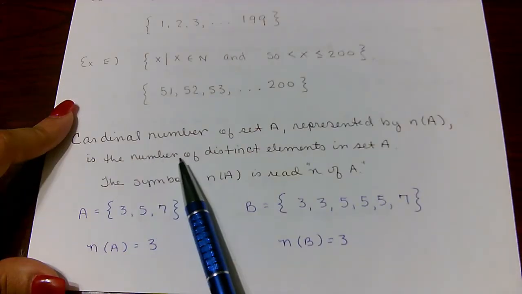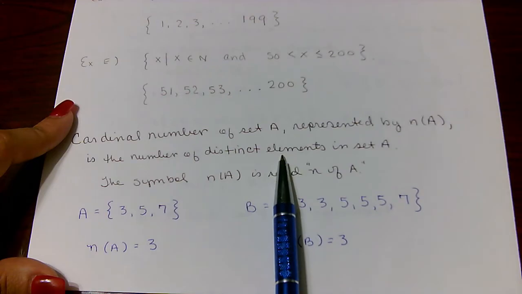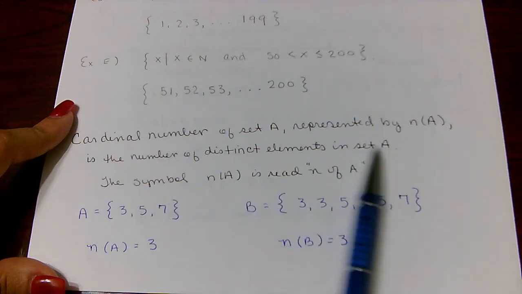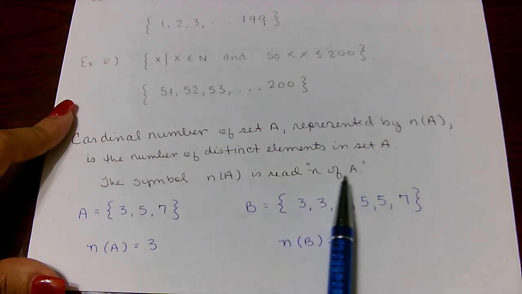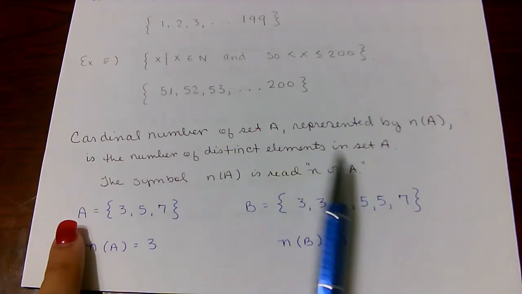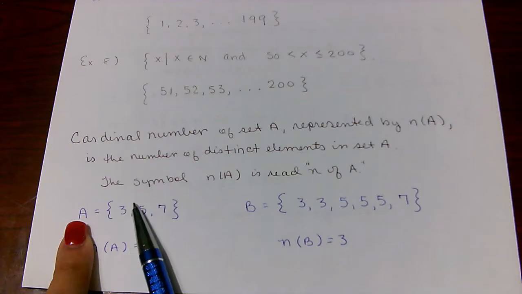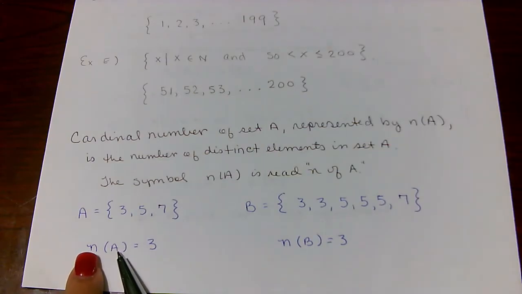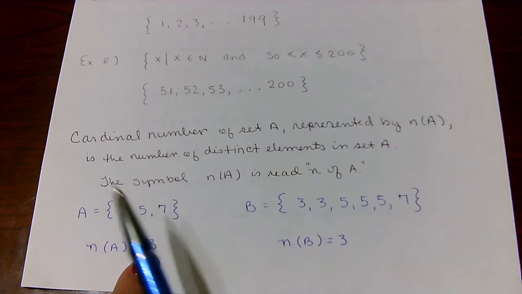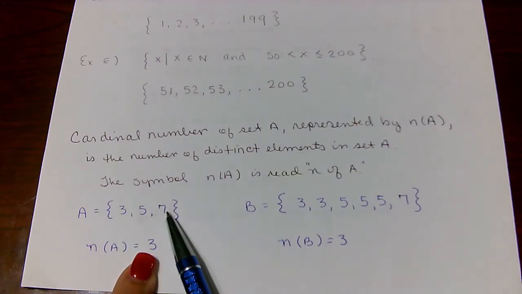The cardinal number is the number of distinct elements in a set. We're going to be using this symbol, and it's read as n of A. So here's our set A, and it has 3, 5, and 7 as the elements. So the cardinal number, n of A, is going to be equal to 3 since there are 3 elements.